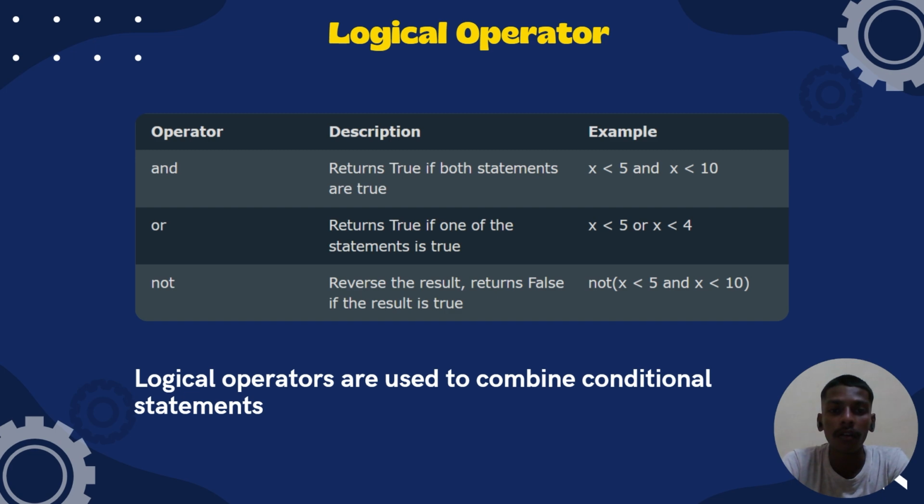Not: reverses the result, returns false if the result is true. For example, not (x less than 5 and x less than 10).